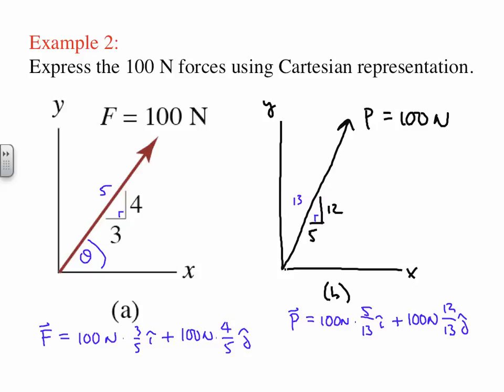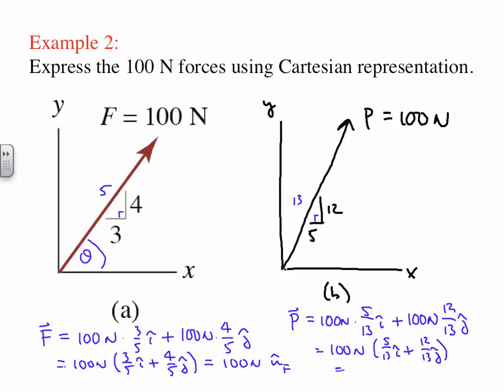One more point about these results is worth mentioning. We could bring the common 100 Newton magnitude out front and write the force in part A as 100 newtons times 3/5 I plus 4/5 J, which we could also think of as 100 newtons times a unit vector for force F. Similarly, our force P could be written 100 newtons times 5/13 I plus 12/13 J, or 100 newtons on a unit vector that points in the direction of P. You can easily verify that the magnitudes of the unit vectors are 1 and neither has any physical dimensions.